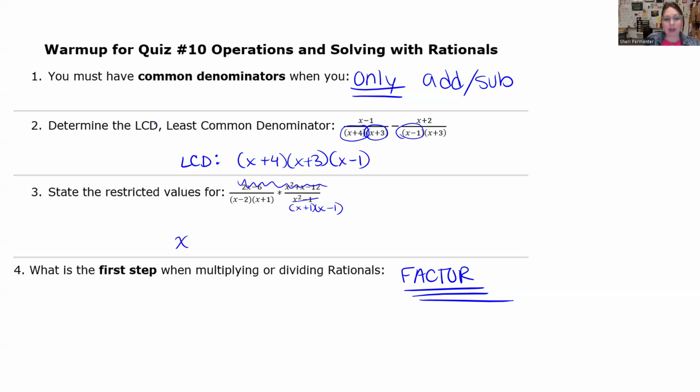My restricted values: x cannot be equal to positive 2, negative 1, and positive 1. I don't have to say negative 1 again. I'm not repeating it. This list of numbers can be in any order. They don't have to be in numerical order. So there is a chance that the ones on the quiz are not in the same order you write them down. It doesn't matter. It just has to have the same values. So positive 2, negative 1, and then positive 1.